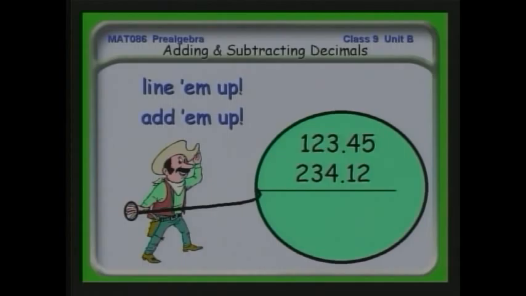Here is a fairly straightforward addition. Let's do it. 5 plus 2 is 7. 4 plus 1 is 5. Now that's where the decimal point is. 3 plus 4 is 7. 2 plus 3 is 5. And 1 plus 2 in the hundreds place is 3. So our answer for this is 357.57.